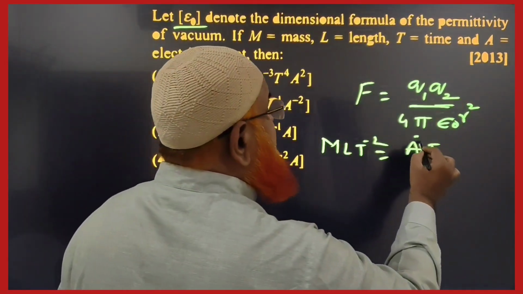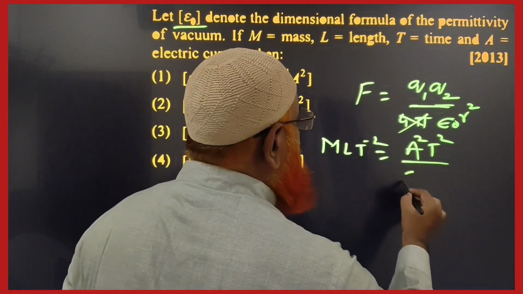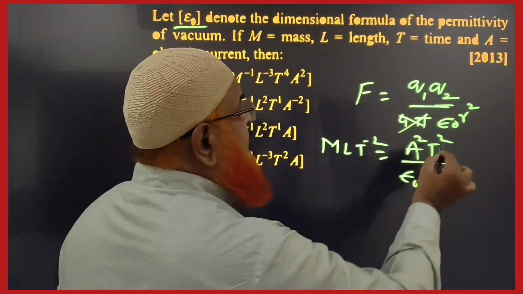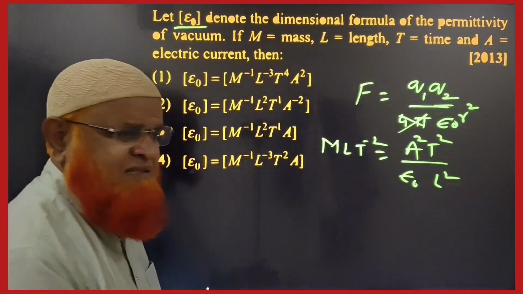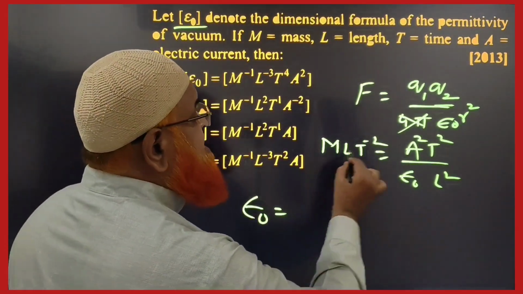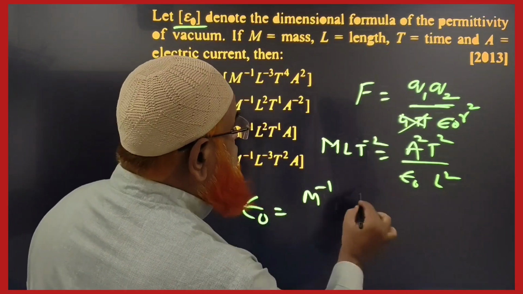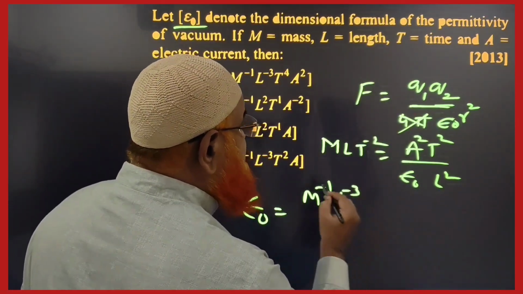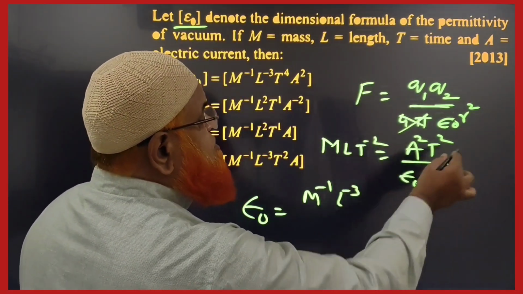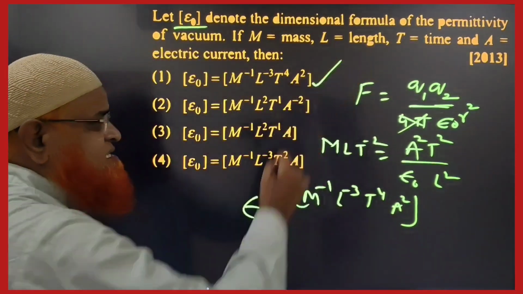Another Q is also there, so A square T square. 4 pi does not have any dimension. For epsilon naught you have to find the dimensional formula, and R is nothing but L square. You just simplify and get the answer. Therefore, epsilon naught: m you send to that side becomes m power minus 1, L becomes L cube in the numerator, so L power minus 3. T square and T power minus 2 that side becomes T power 4. A square you write like that only. So your answer is ready.